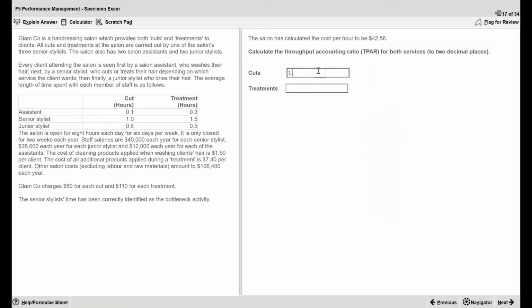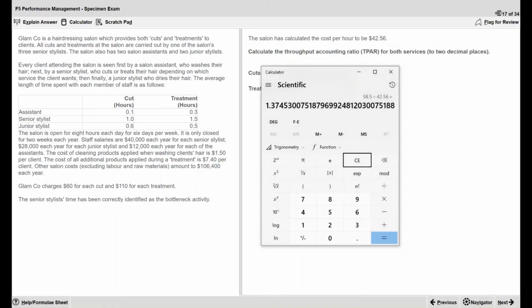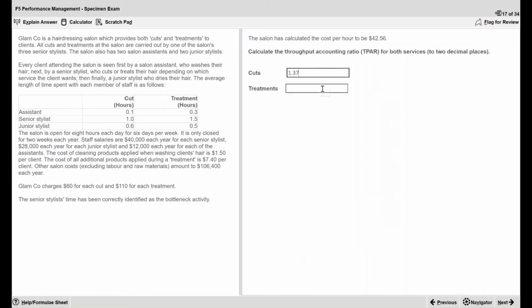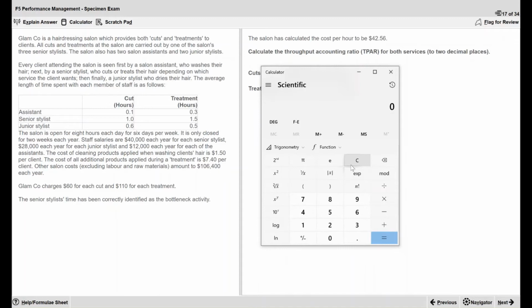And they said up to 2 decimal places. So up to 2 decimal places it will be 1.37. Yes. And treatments, 110 minus the cost of washing, because in treatment as well there is washing, and minus the additional material as well, which is 101.10. But because it uses 1.5 hours, I'm going to divide it by 1.5.